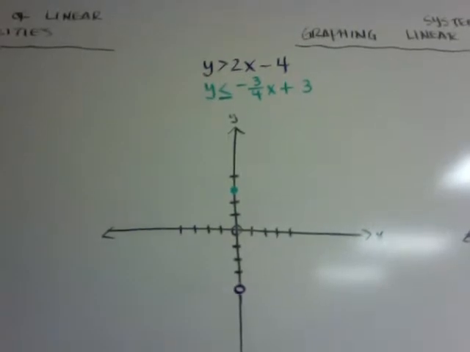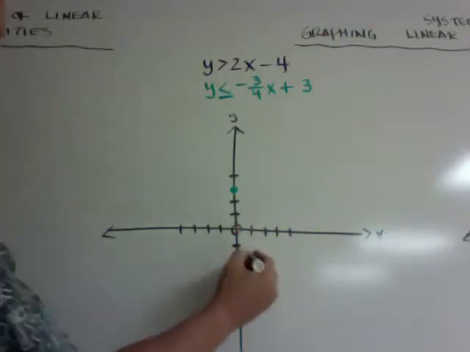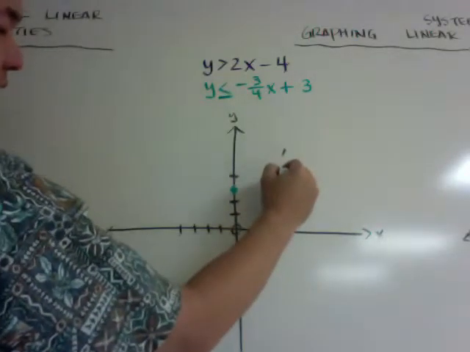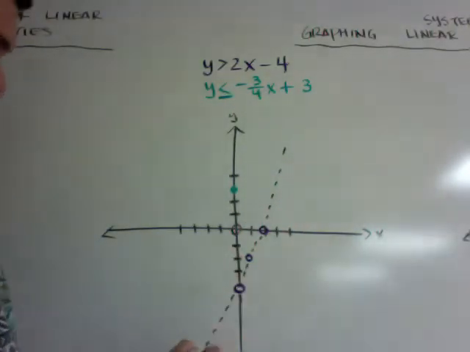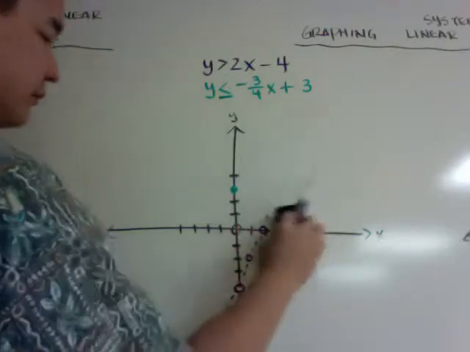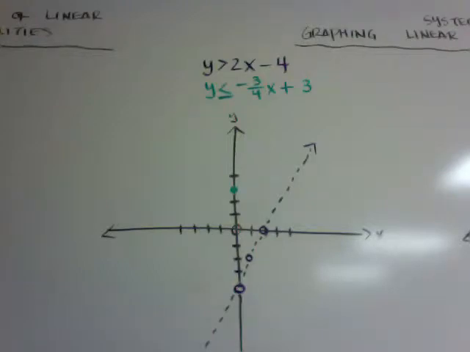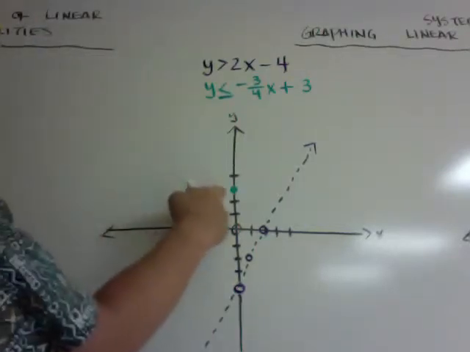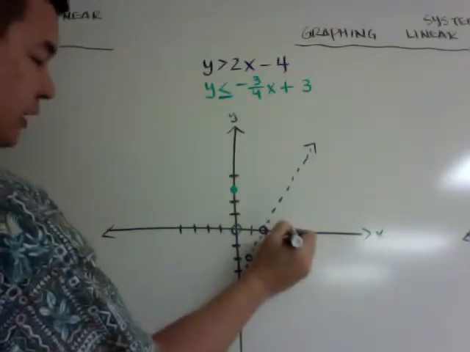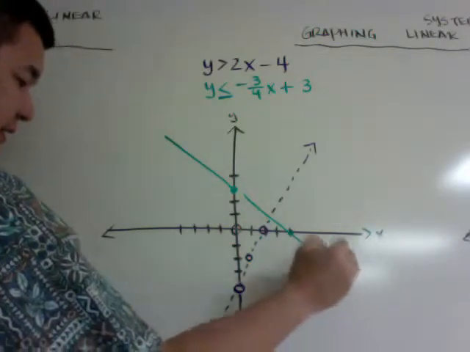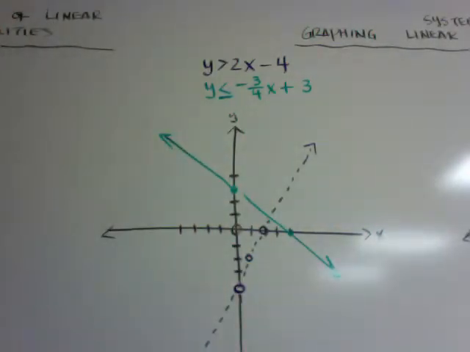Here's one where I have different inequalities. So 2x minus 4: I start at -4, I go up 2 and over 1, and then up 2 more and over 1 more, and I'm going to draw a dashed line. Sorry, it goes a little crooked. The green line is y is less than or equal to, so that's going to be a solid line. Start at 3, go down 3 and over 4, so it's going to be here, and I'm going to draw a solid line. Notice I got pretty long lines too, so you can see.